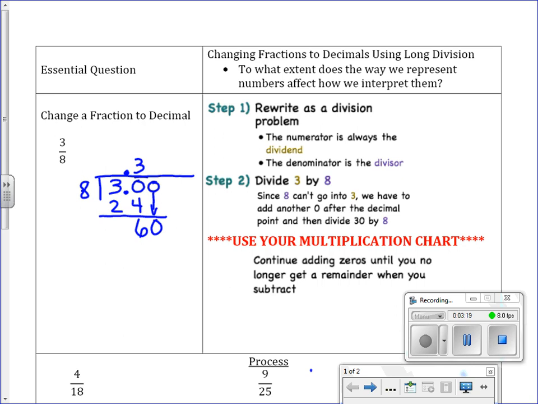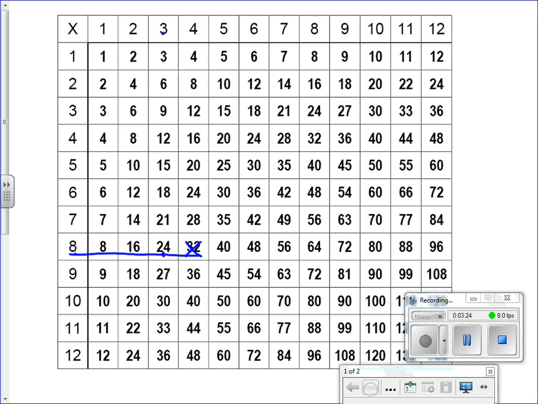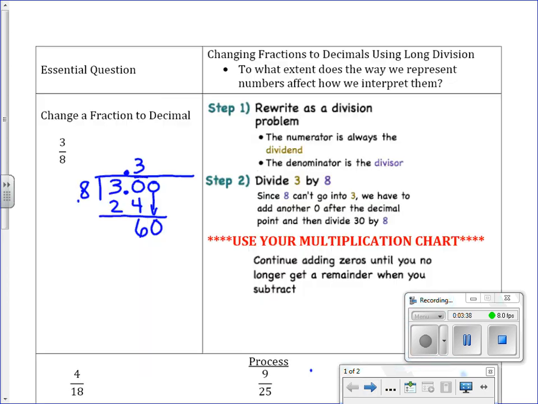Now I need to figure out how many times 8 can go into the number 60. Again, going back to my multiplication chart, I'm going across from my 8: 40, 48, 56, 64, too big. 56, 7 times 8 makes 56. So I'm going to go back, and I'll put a 7 here. 7 times 8 makes 56. 60 minus 56 is going to give me 4.